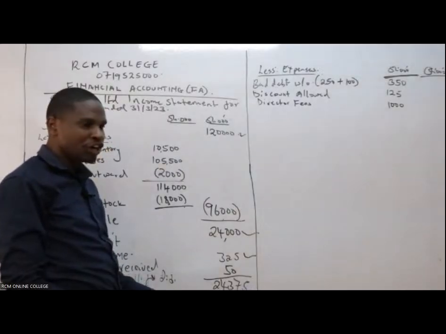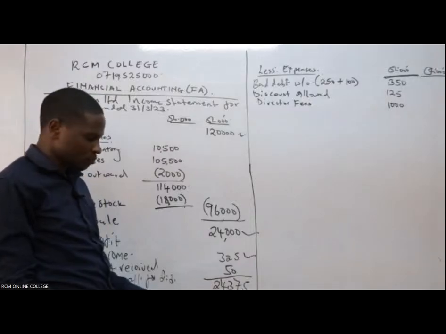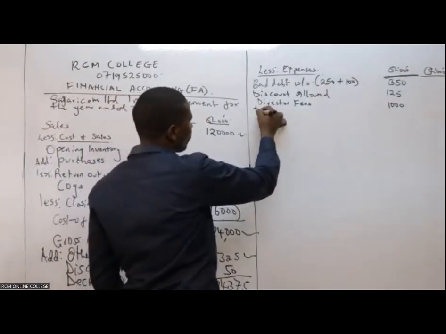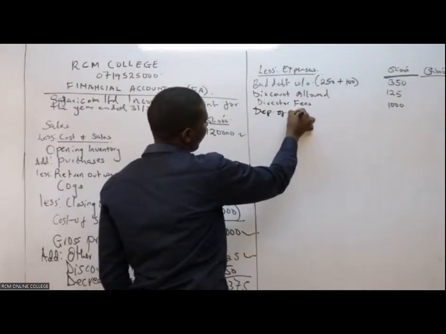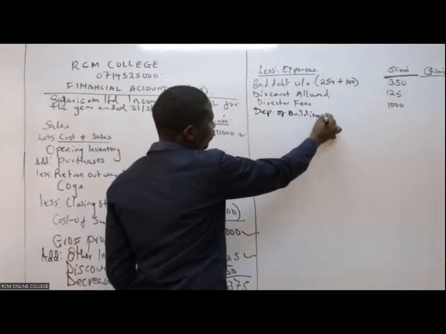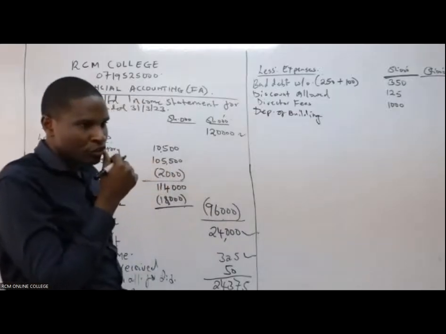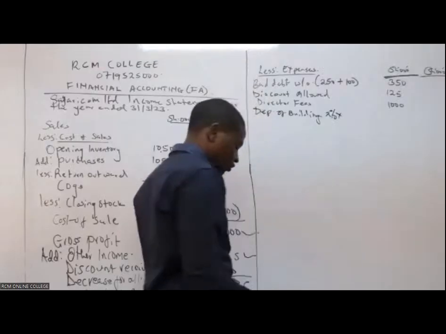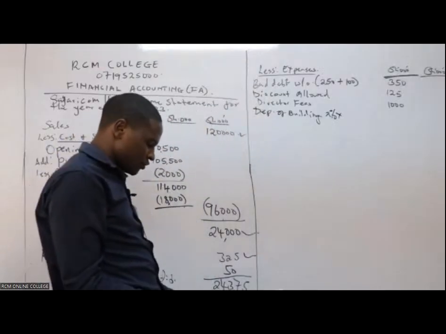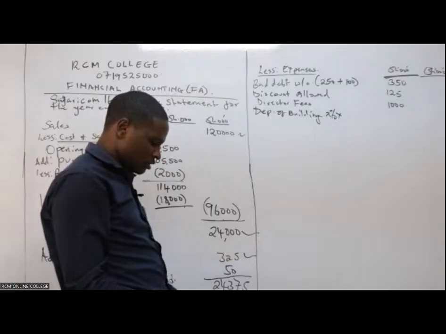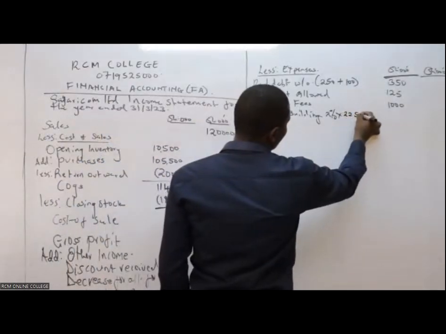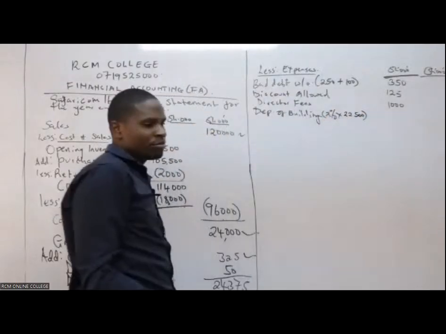Now we can check the depreciations. Maybe you can start with the depreciation of building. If you look at the additional information, we are told that the building depreciation rate is 2% at cost. Cost of our building is 22,500. So give me 2% of that.